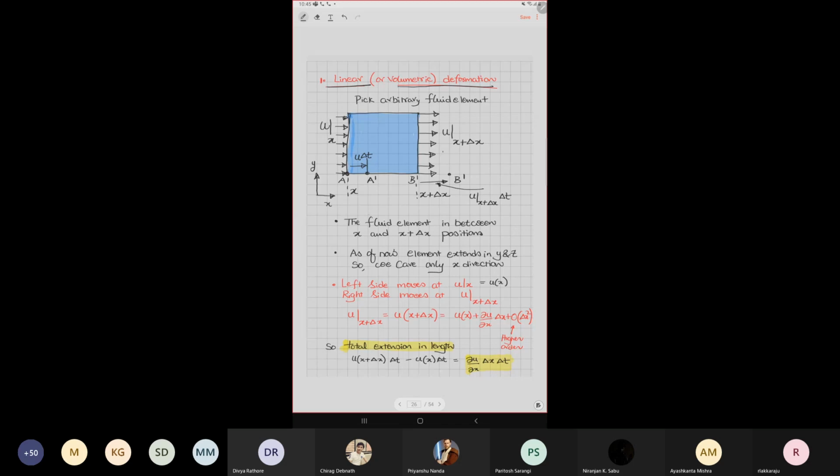Let us take an infinitesimal cuboid. Maybe your sea wave is breaking, and you have picked a tiny particle and try to visualize that. That is what we are trying to do.